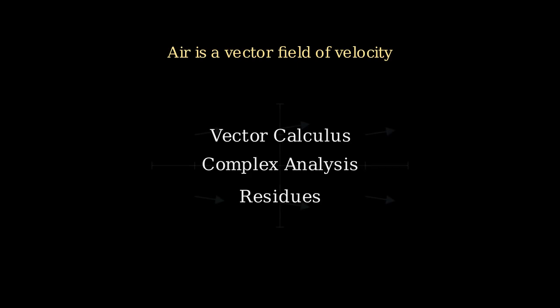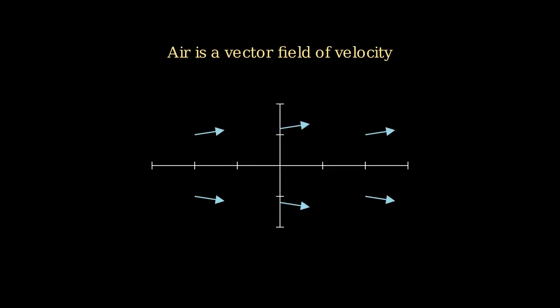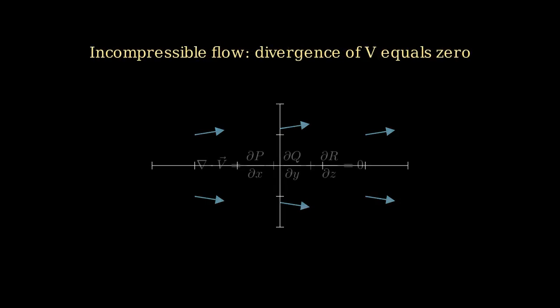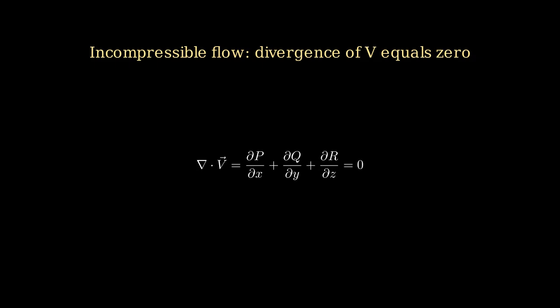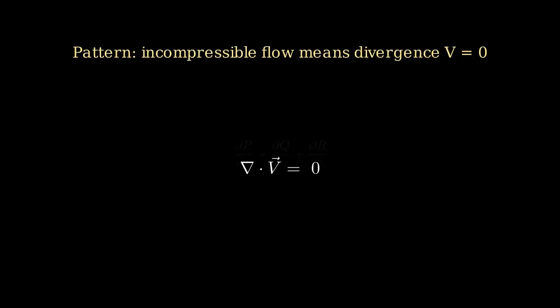Picture air as a vector field, an arrow of velocity at every point in the space around the wing. Divergence enters first. Air is approximately incompressible. It doesn't pile up or vanish anywhere. So, divergence of V equals curly dP by curly dx plus curly dQ by curly dy plus curly dR by curly dz equals 0 everywhere in the flow. Pattern to recognize. Incompressible flow always translates directly to divergence of V equals 0 everywhere in the domain.